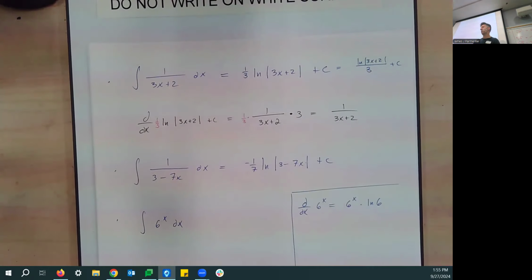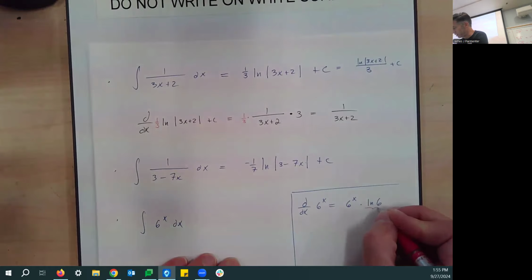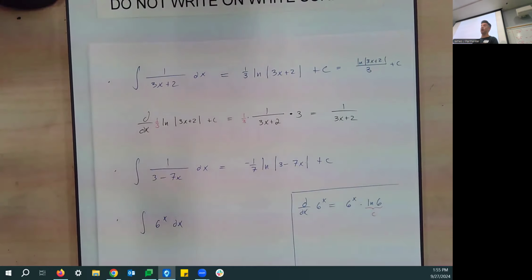So hey, look, the derivative of my function, I ended up multiplying by a constant. It's not everyone's favorite constant. Probably not anyone's favorite constant. But natural log of 6 is a constant. I don't know, it's like 0.8 something.